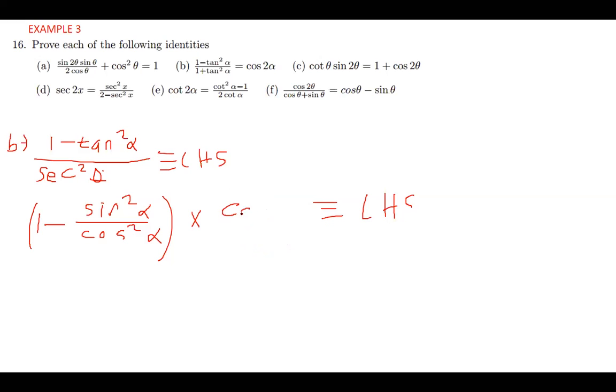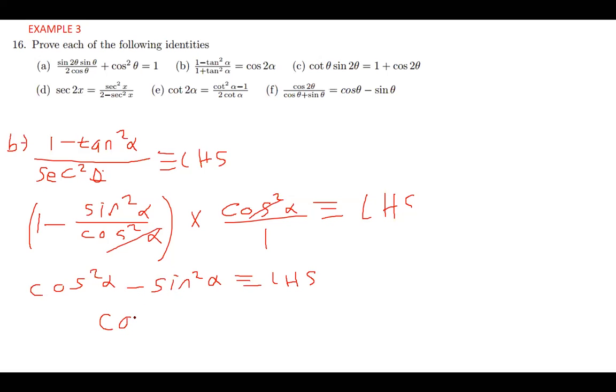So this is going to be cos squared alpha over 1. Then when you multiply everything here, cos squared alpha times 1, you get your cos squared alpha, and then minus cos squared alpha times this part here, which is just the same as cancelling the cos squared alpha, and then we are going to remain with sine squared alpha, being equal to the left hand side. So after this, we know that cos squared alpha minus sine squared alpha is nothing but cos 2 alpha according to the identities.